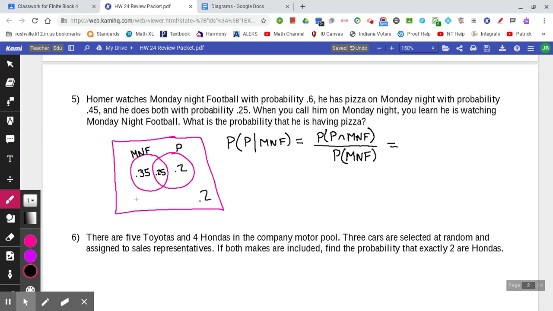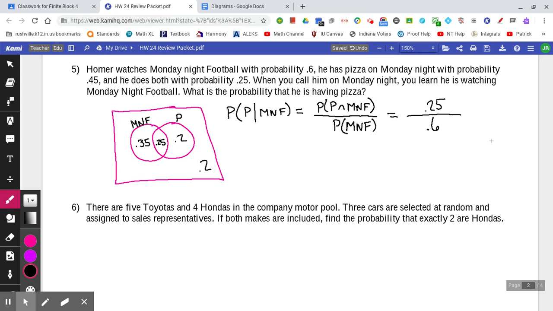So we just need to look in our Venn diagram for these specific probabilities. The probability of watching Monday Night Football is all of this, which is 0.6. The probability that he's watching Monday Night Football and eating pizza is 0.25. So this would be 0.25 divided by 0.6, which you can use a calculator for to simplify, either to put that into a fraction form or to put that as a decimal.